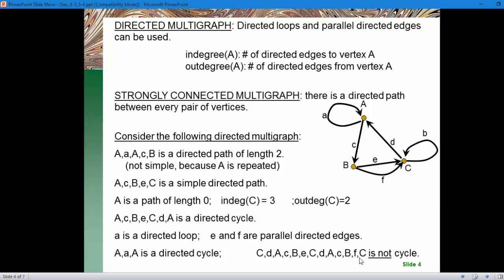Here's an example of a path that is not a cycle, even though the first vertex is the same as the last vertex, but it's not a cycle because vertex B, for example, is repeated twice. In other words, we start from C and we go around and pass through B twice, and that is not a cycle. It's a path starting and ending at the same place, but it's not a cycle.